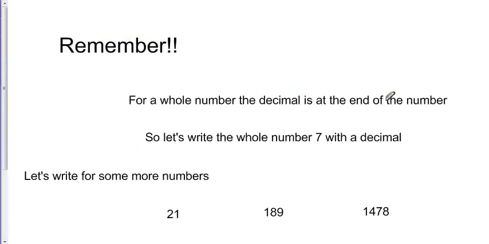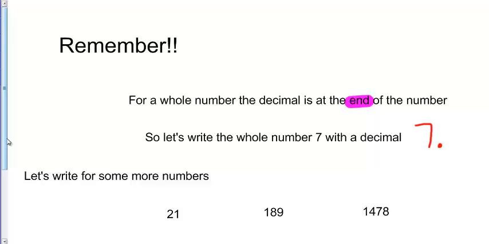Before we actually go into decimal multiplication, let's refresh our memory and remember where the decimal is for a whole number. For a whole number, the decimal is at the end of the number. Alright, so let's go ahead and write the number 7 with a decimal. So I'm going to write 7. Where do you think I should place my decimal? Right here in front of the 7, or at the back here after the 7? Yes, you're right. It has to be placed after the 7.